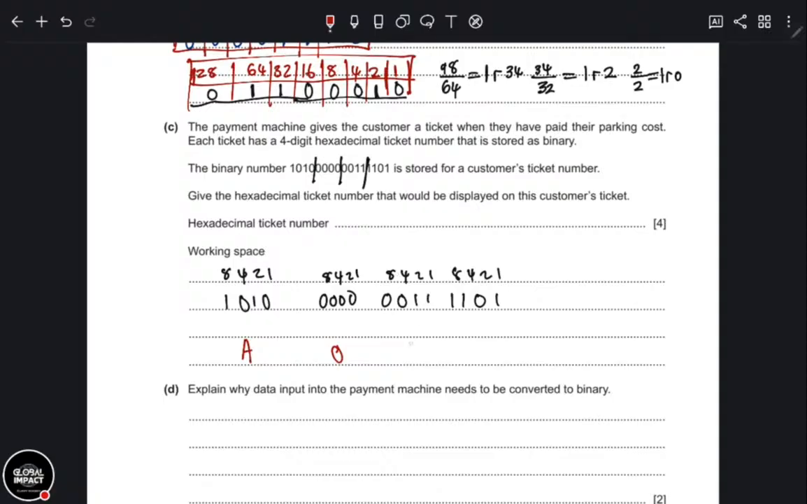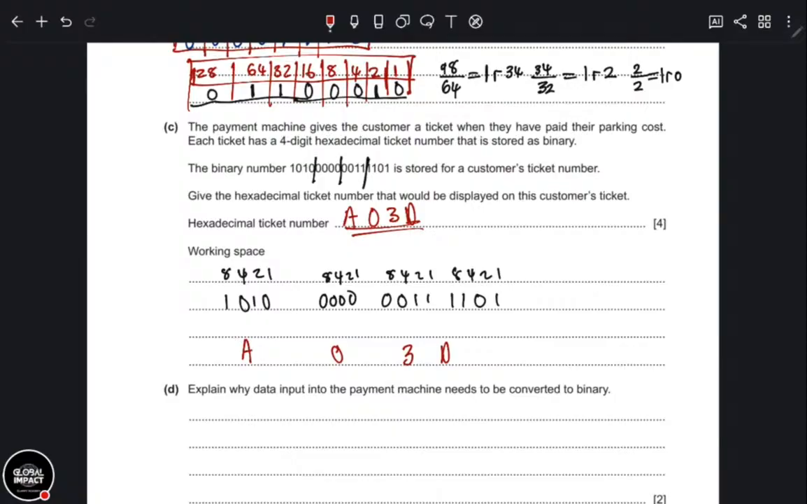Then here it is 2 and 1, which is 3. This is 8, 4, 2, 1. So 8 plus 4, that's 12 plus 1, that's 13, which is D. Okay, A is 10, B is 11, C is 12, D is 13. So it will be a D. So your hexadecimal ticket is actually A03D. That's how you convert to hexadecimal, and you are done.